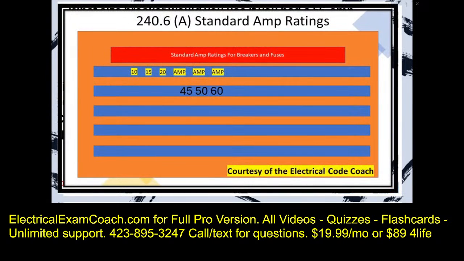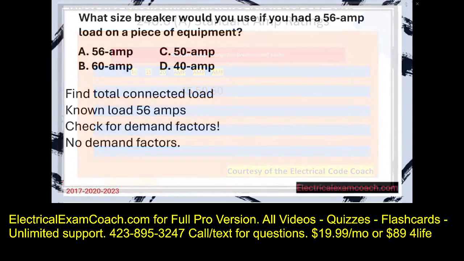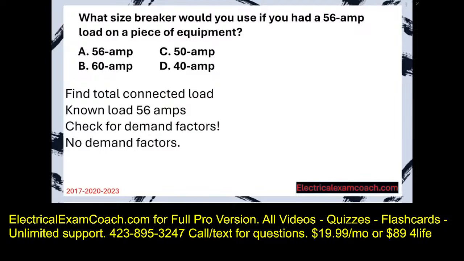We head over to table 240.6(A) and we select the next size up. In this case, we have a 56 amp load, which would lead us to select a 60 amp overcurrent device.